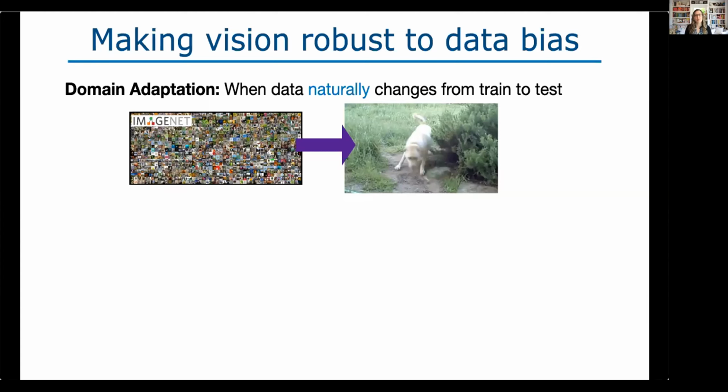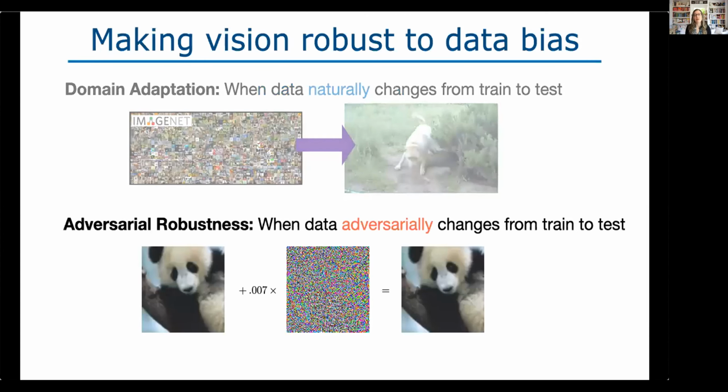Domain adaptation is really this problem statement where you have a lot of data in one setting and you can learn a great supervised model there, but then the world naturally changes over time and your model may fail to recognize under these new changes. Now, obviously, adversarial robustness is very related to this, but with one key difference.